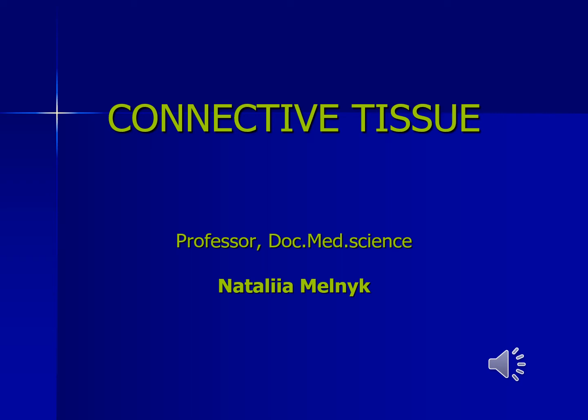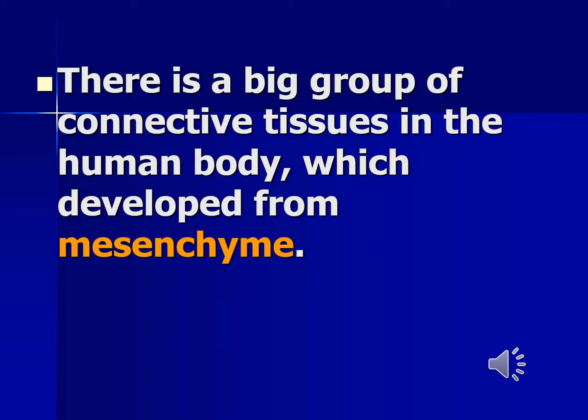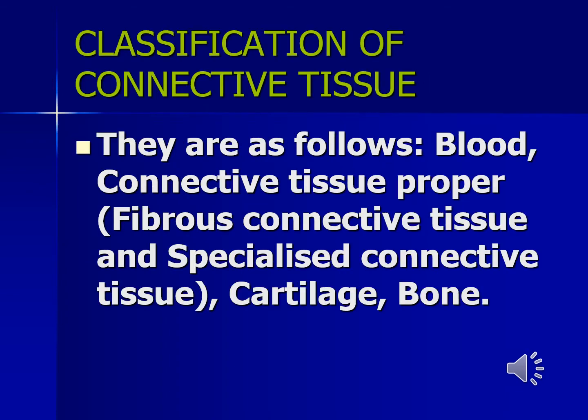Dear students, this is a lecture about connective tissue. In the human body there are many types of connective tissues which develop from mesenchyme. Mesenchyme is the connective tissue of the embryo. In the human body there are many subtypes of connective tissues which have special functions and special compositions.